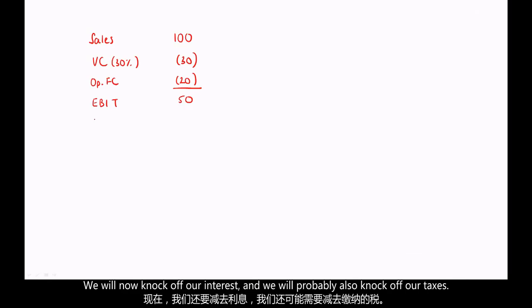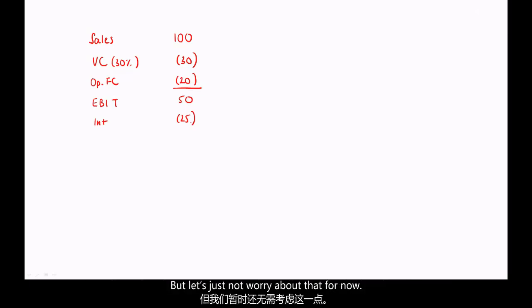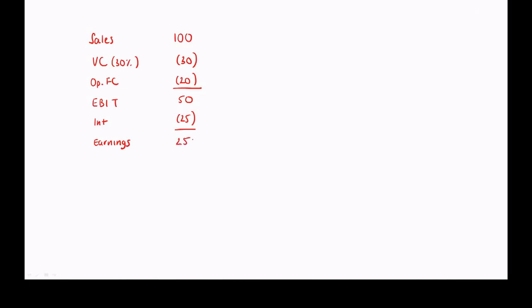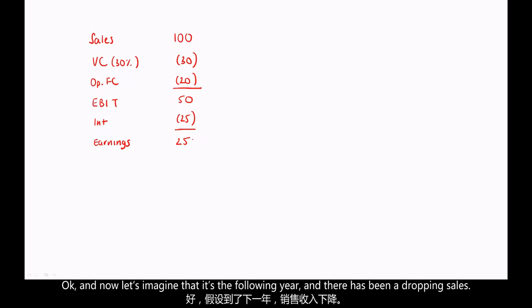We'll now knock off our interest. We would probably also knock off tax, but let's just not worry about that for now. Let's just imagine this then gets us down to our bottom line earnings, which is 25.